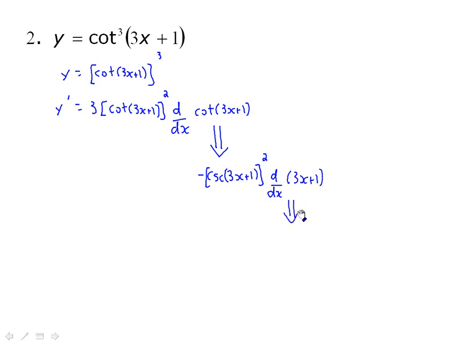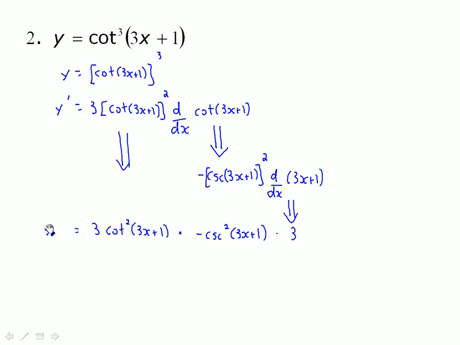So feel free to combine these steps. It's just that this is pretty much showing everything. So the derivative of the 3x plus 1 is 3. That will be multiplied by negative cosecant squared 3x plus 1. So I'll write it like that. And then this comes down, the original first stage of the differentiation is 3 multiplied by cotangent squared 3x plus 1, and then that's times this.